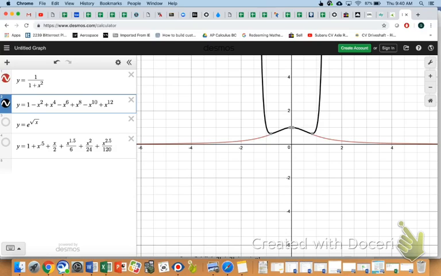So, any guesses as to why the first set that I showed you, the interval of convergence seemed to grow pretty quickly, but this one not so much? Any ideas why that would be?